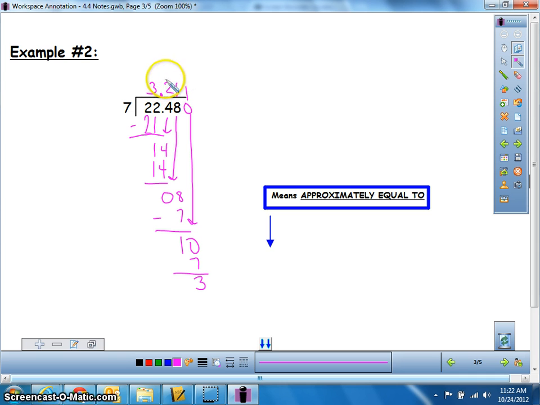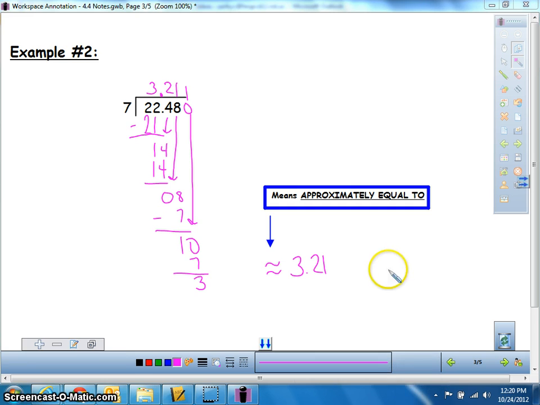Unless our directions tell us otherwise, we want to cut it off and round it to the hundredths place, which means we need to go to the thousandths place to round it. So this 1 tells me that this is going to stay the same. So I would say this is, and I'm going to put this little symbol because it means approximately equal to, and that just lets you know that it has been cut off or rounded. So my answer is approximately 3.21.